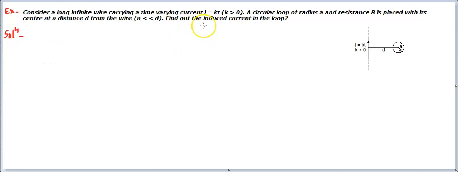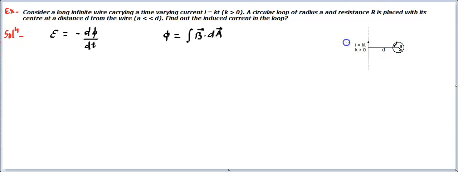First of all, we need to find the induced EMF, which is equal to minus d phi by dt. So first we go for the flux passing through that conducting circular loop. As per the formula, it is the integral of B dot dA, where B is the magnetic field existing at that location and dA is the area element of the loop. Now we have been given that a is very small compared to d, so we can think of the loop as just like a point.